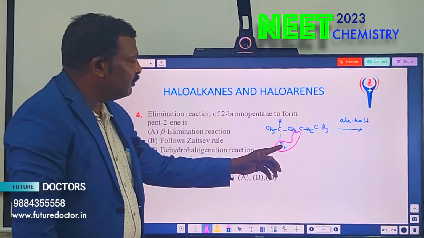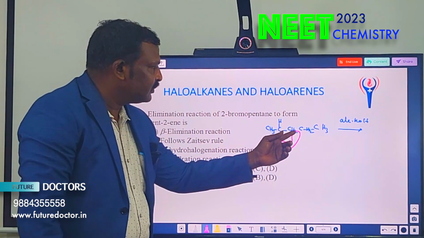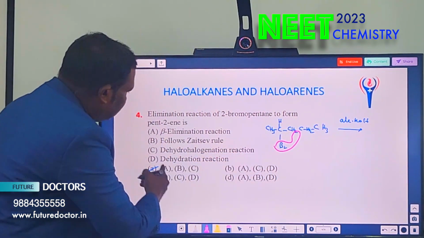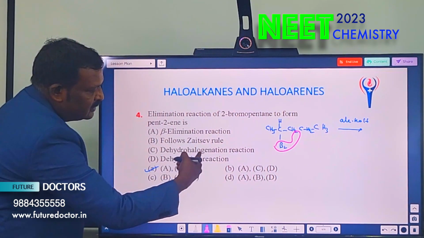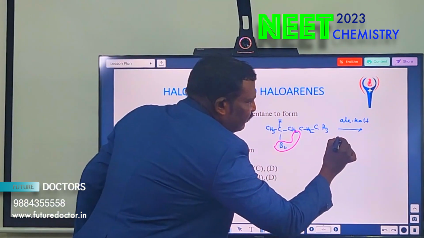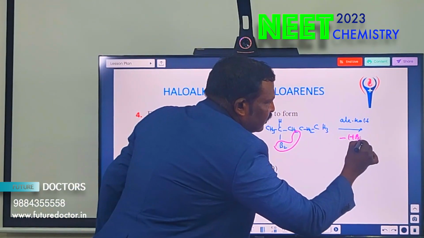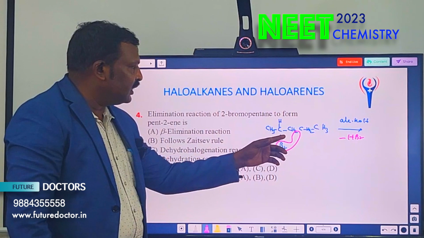From the alpha carbon, bromine is removed. From the beta carbon, the hydrogen is removed. So minus HBr. This is called dehydrohalogenation. De means removal, hydro means hydrogen, halo means any halogen. So it is the removal of HBr. We can take hydrogen from this side also.